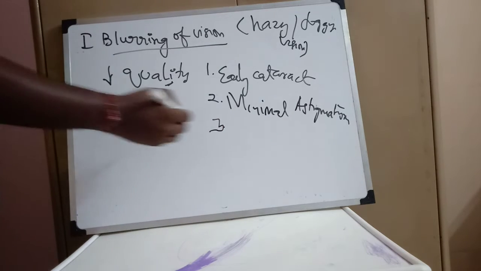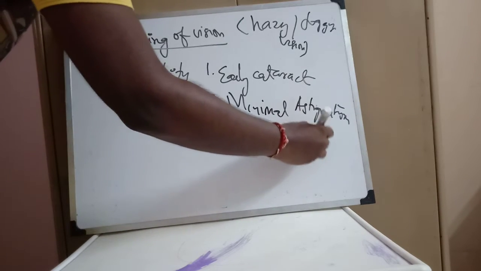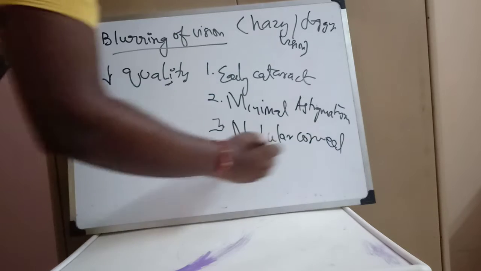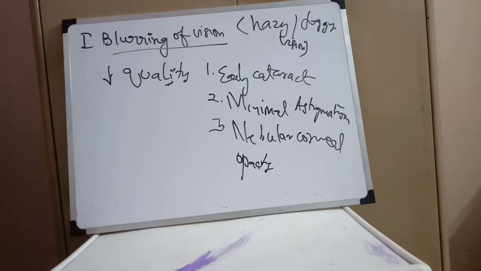The third one is going to be nebular corneal opacity. Here, a minimal number of light rays are going to be obstructed from entering into the eye, and hence there is going to be only faint blurring of vision. There is going to be no loss of vision.